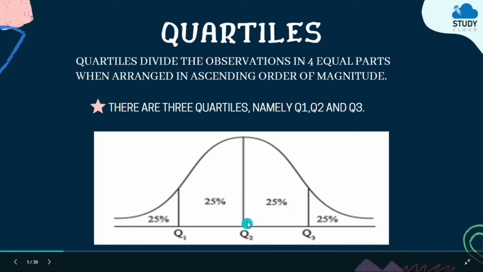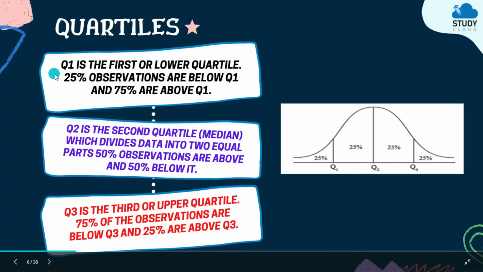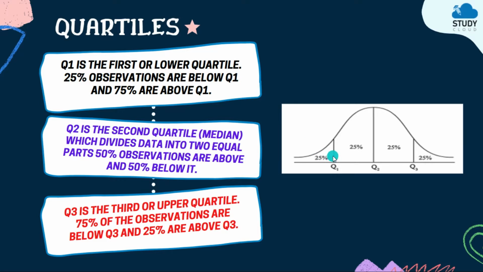And remember, here is quartile 2, exactly in between. Quartile 2 is nothing but the median. So quartile 1 is the first or lower quartile. Now quartile 1, this part, is known as the first or lower quartile. 25% of observations are below quartile 1 and 75% are above quartile 1.